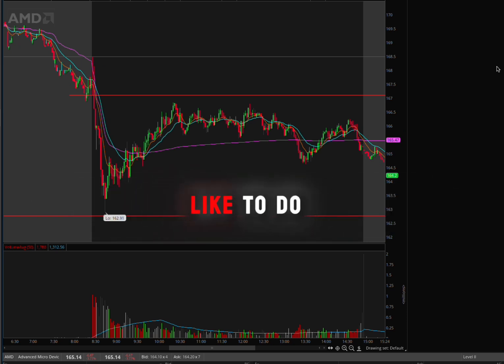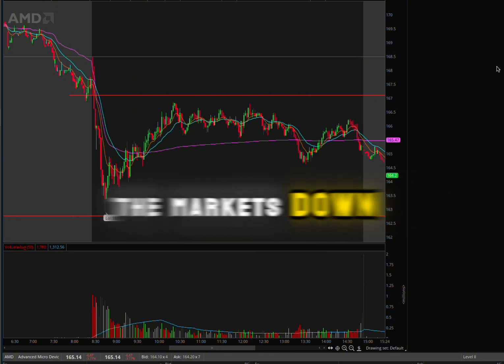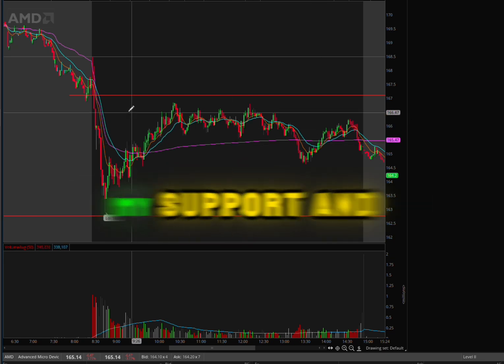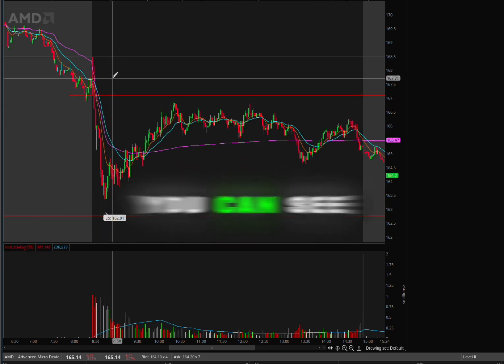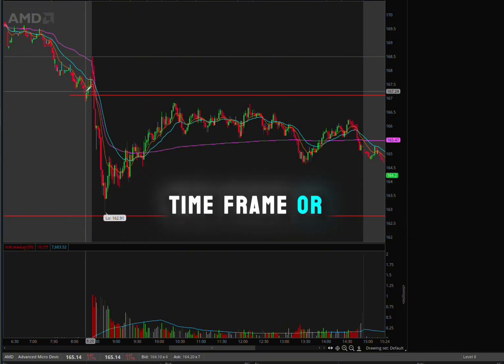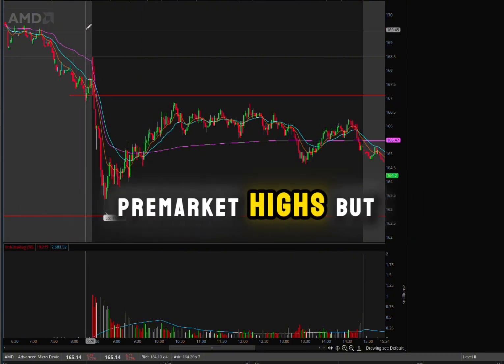So what I like to do on days that I don't find gap setups is I can go short when the market's down. Okay, the market's down overall, so that's a check in my favor for this trade. First thing I'm going to do is plot my support and resistance. You can see here by these red lines, whether it's from the 15-minute time frame or pre-market lows, pre-market highs.